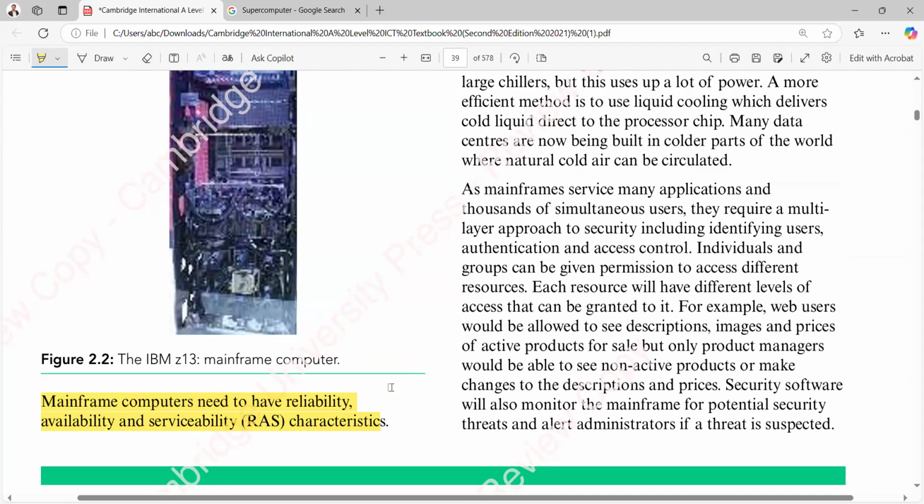As a mainframe serves many applications and thousands of simultaneous users, they require a multi-layer approach to security, including identifying users and authentication. Individuals are given access levels based on their role. For example, I have engineers, I have the people who are visiting, and the people who are taking care of it.